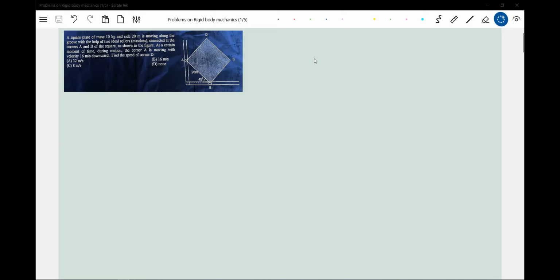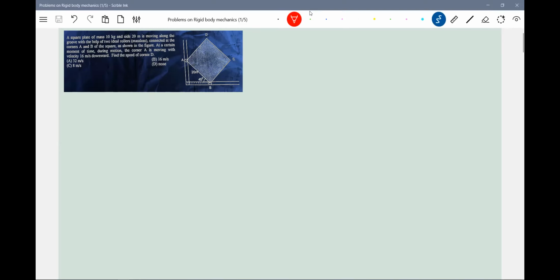There's a square plate of mass 10 kg and side 20 meters. It's moving along the groove with the help of two ideal rollers. Where is the groove? The groove is this one. This part is a groove.